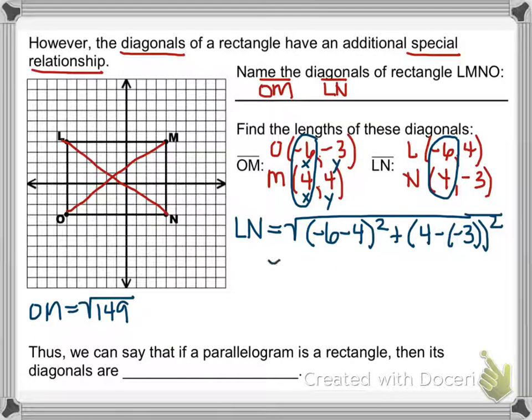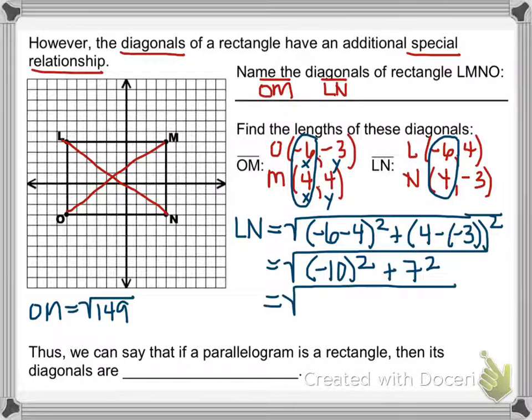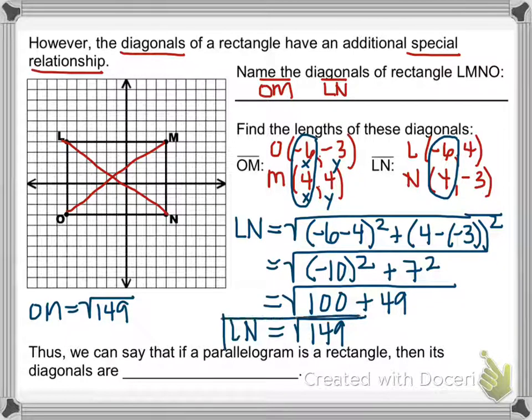Okay, now we're going to simplify our parentheses. Negative 6 minus 4 is negative 10, and then we'll square that. 4 minus negative 3 is like 4 plus positive 3, which is 7. And we'll square that. When we square both of these, we also get 149 like we did with the other diagonal. And then when we add that, we also get square root of 149 for the length of our other diagonal. So what I want you to see is that the two diagonals have the same length.